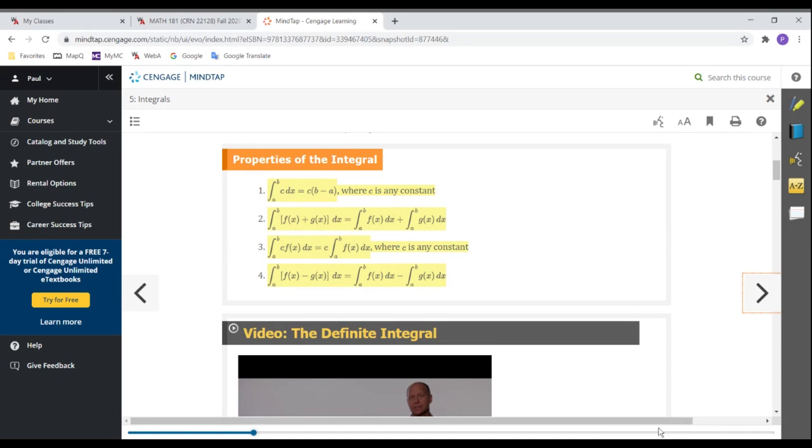Okay, so that being said, let's go ahead and do another example here. Let me stop sharing this. Let me bring this example up.